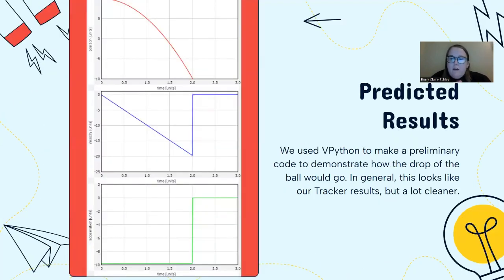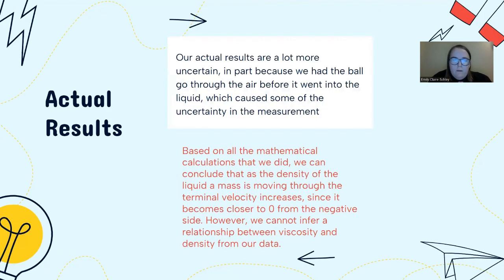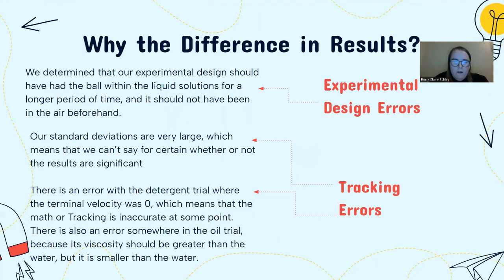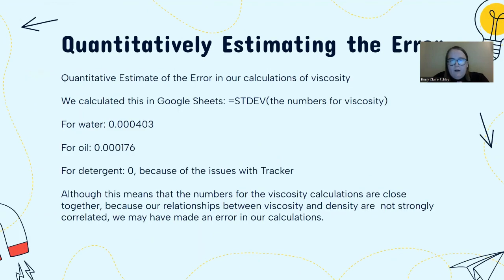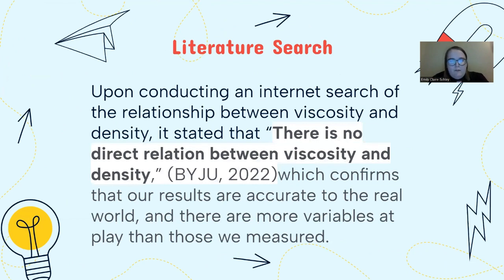These are our results from Python, and you can see that this data is a lot cleaner than that which we had in our tracker. And we did find that the density had an effect on the terminal velocity, but not on the viscosity. And we think that this is in part because of experimental design and tracking errors. And if we could do it over, we would design our experiment differently, run another trial, and our conclusions would be more certain. We quantitatively estimated our error, but we did find after a literature search that there is no direct relation between viscosity and density, which shows that our conclusions are accurate to what we see in the real world.